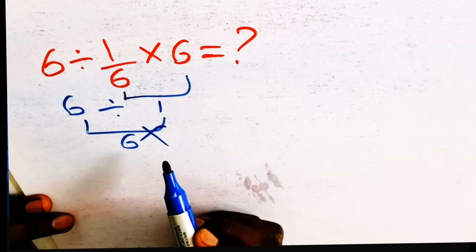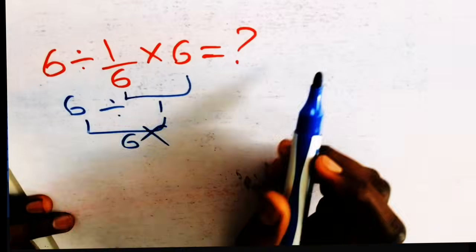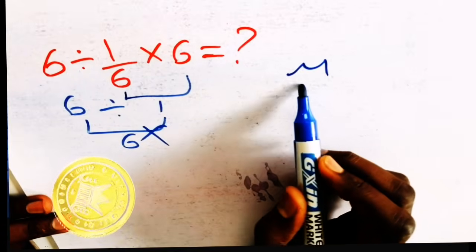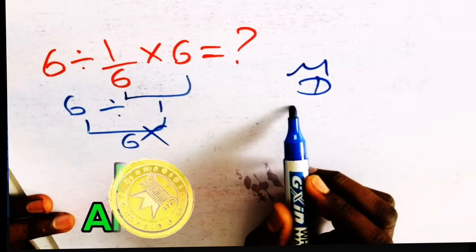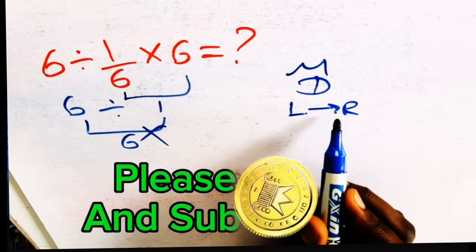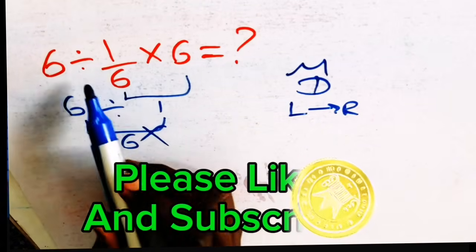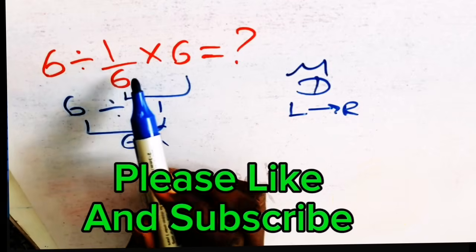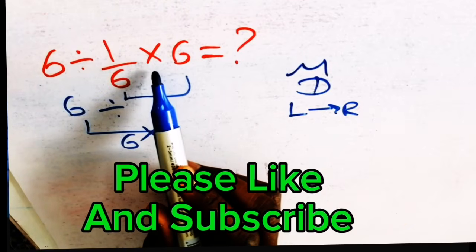But this answer is not correct, because according to the order of operations, multiplication and division have equal priority. We have to work from left to right, okay? So in this expression, there is one division here and another multiplication here, okay?